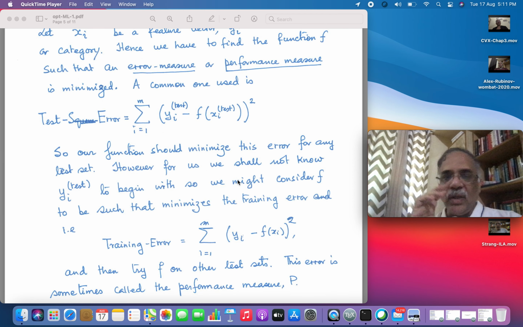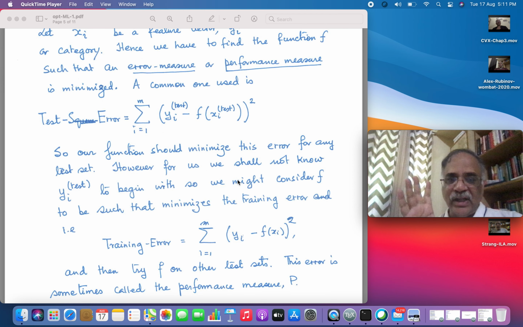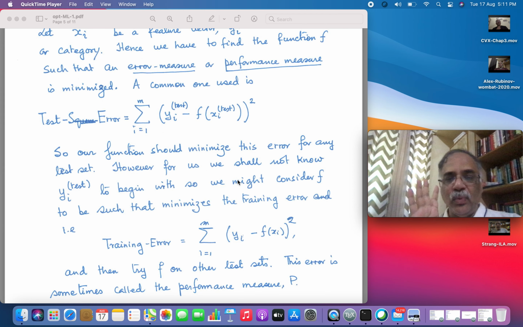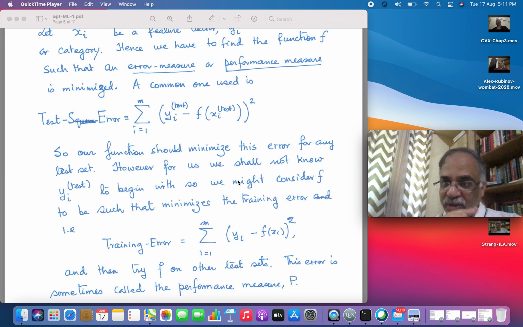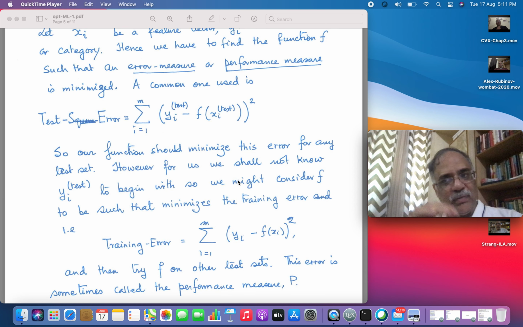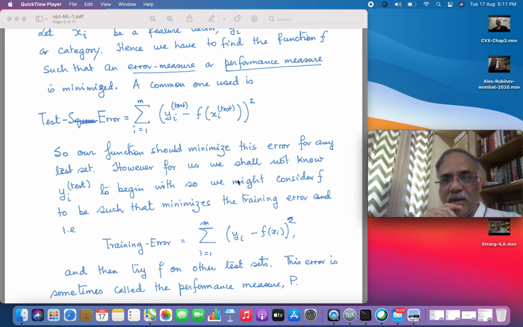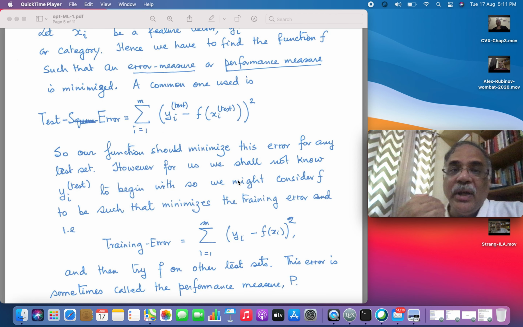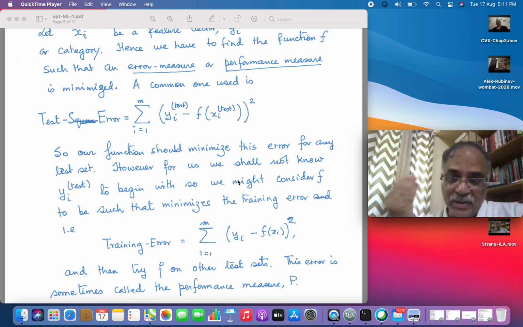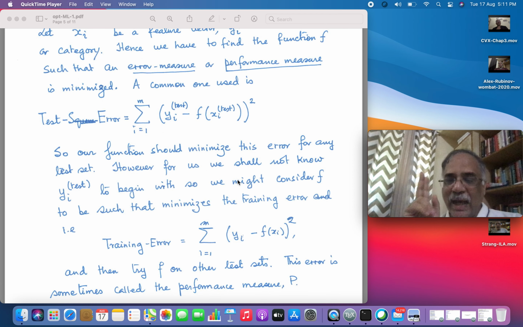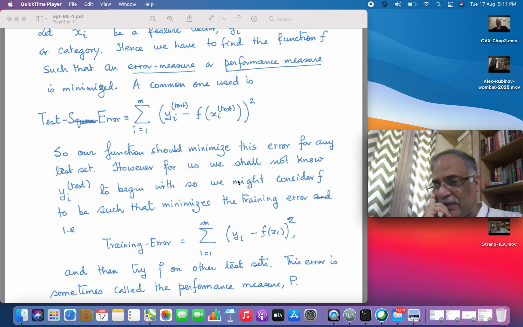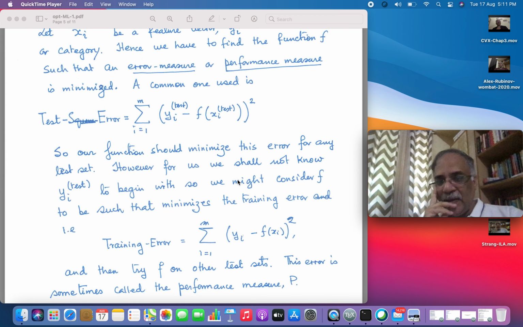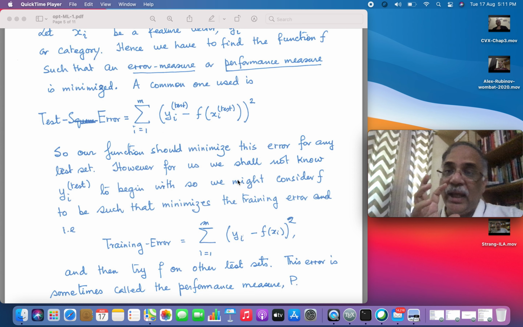So that means we need not find such functions with training error 0. We can find a function where there is some training error, but overall on the test set it is also working pretty fine. Maybe the error in the test set would be higher than the training error. That's what happens in general. But that gap between the training error and the test error is not very high. So that is what we have to aim for.